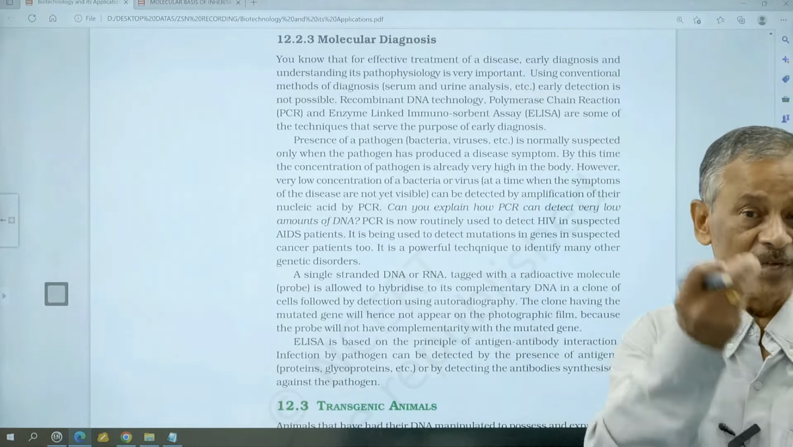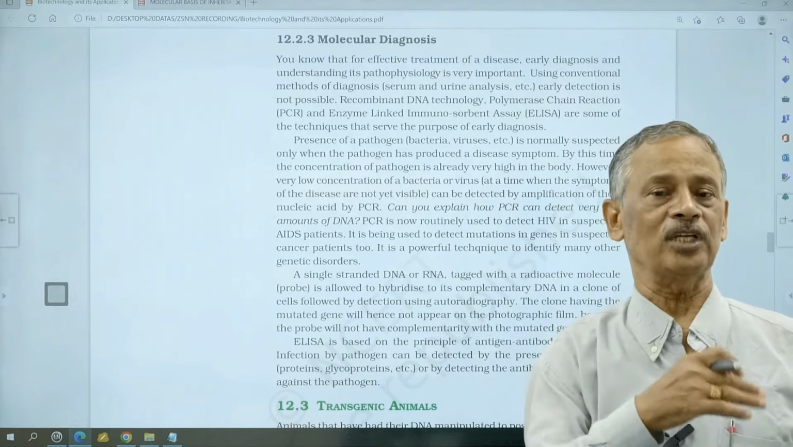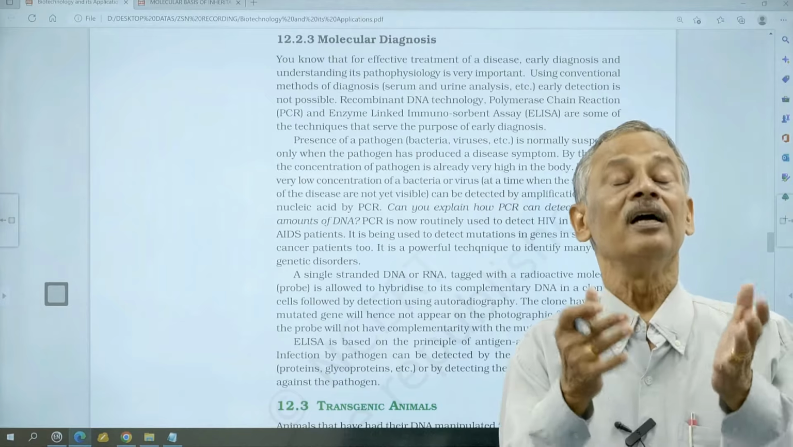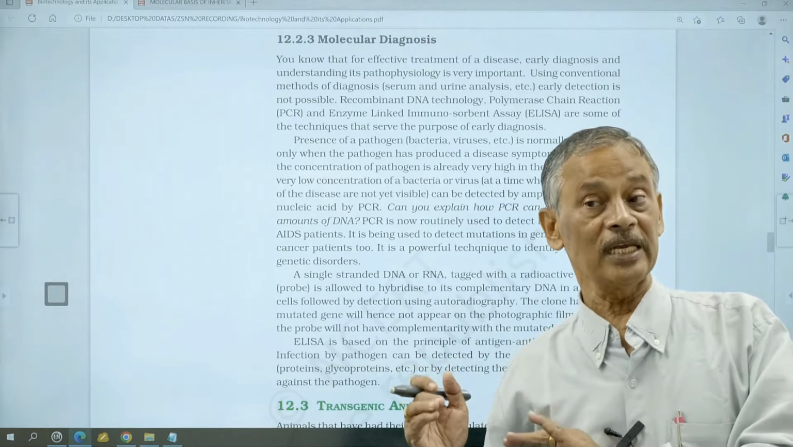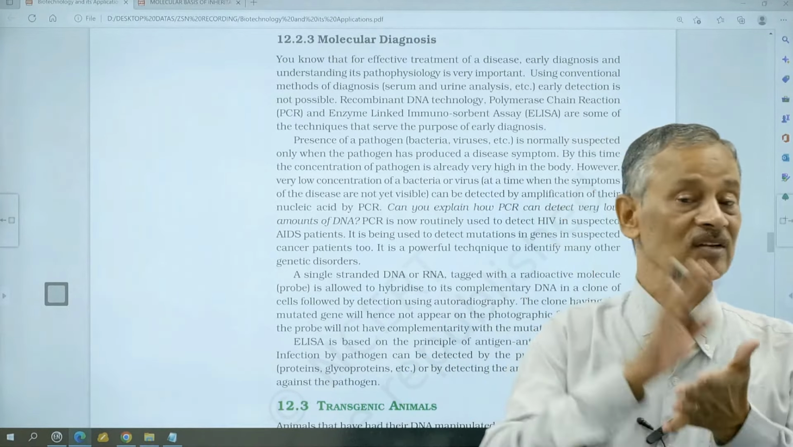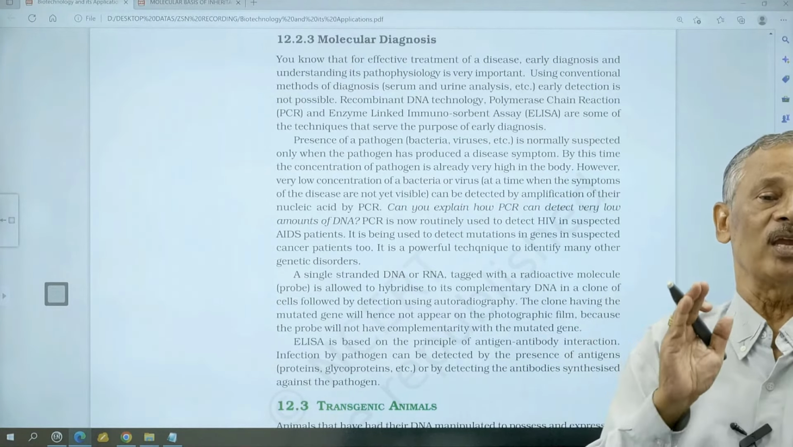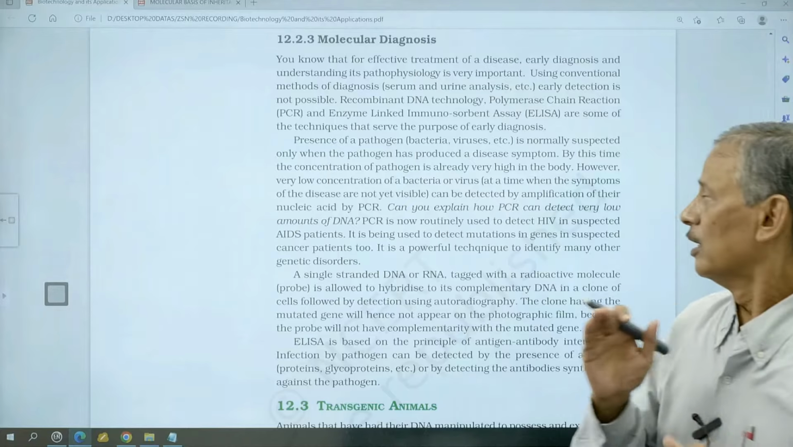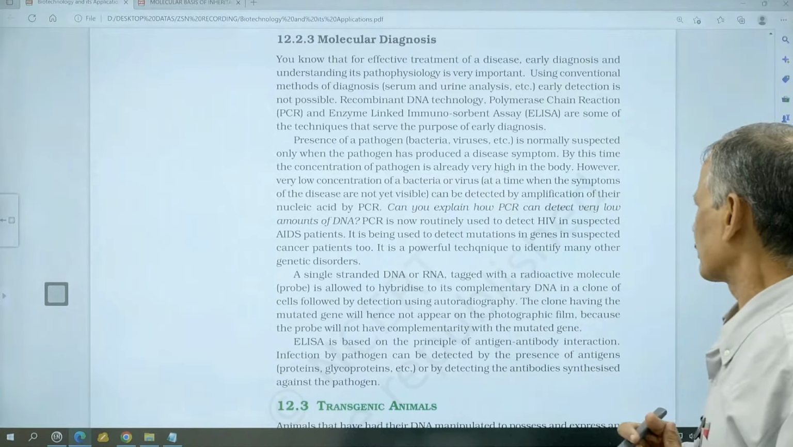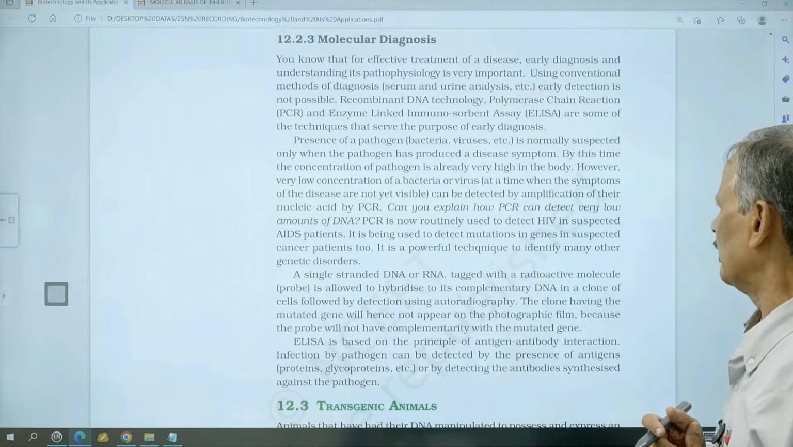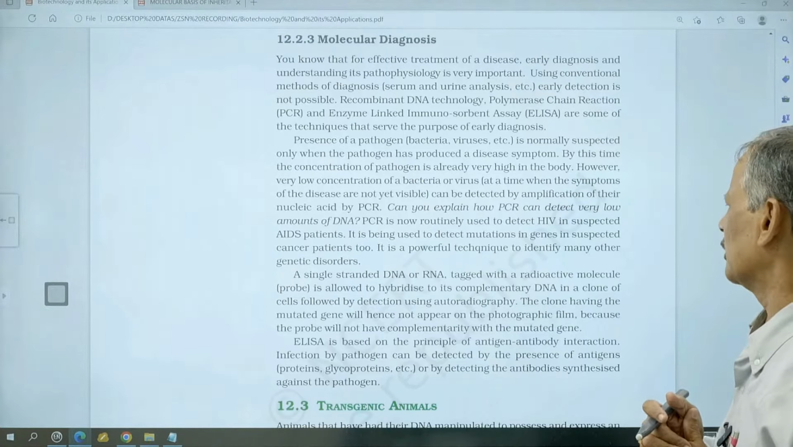So even if there is one bacteria or one pathogen in your body, a virus, its DNA, if it is multiplying in a PCR, that shows that there is already a pathogen in your body. So thus we can identify the existence of a pathogen by PCR. Okay, and PCR is now routinely used to detect HIV in suspected AIDS patients.